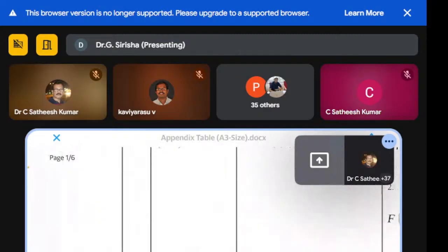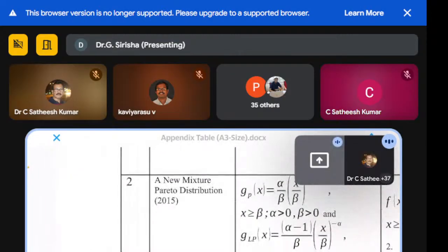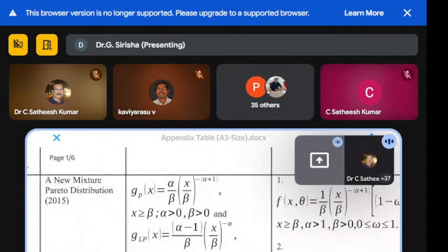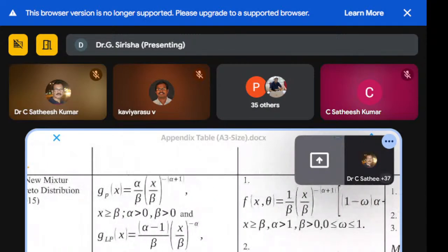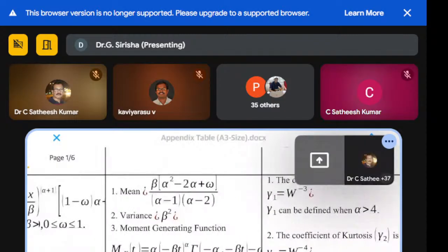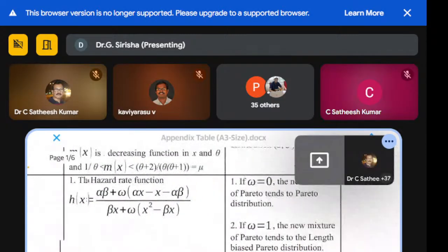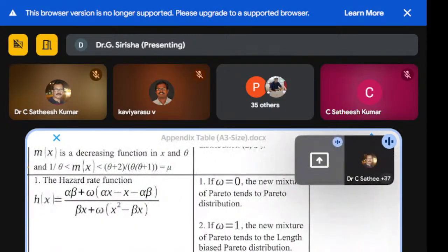Likewise, the next distribution is a mixture of Pareto distributions. Whenever omega tends to 0, this mixture tends to Pareto distribution. Otherwise, it tends to length biased Pareto distribution. This mixture of Pareto is a combination of Pareto distribution and length biased Pareto distribution.